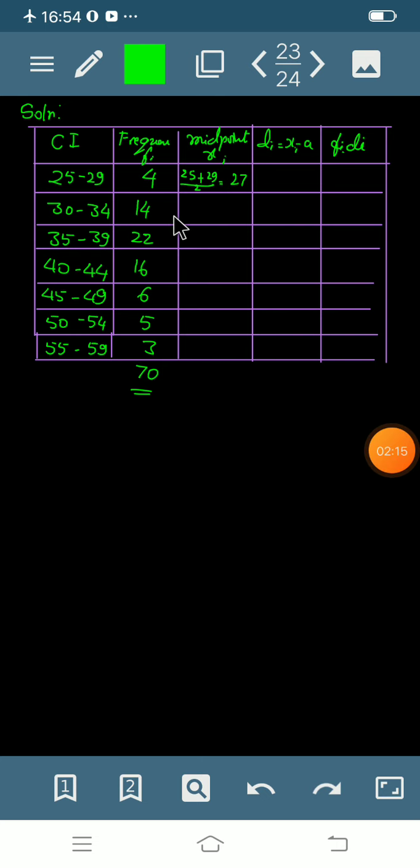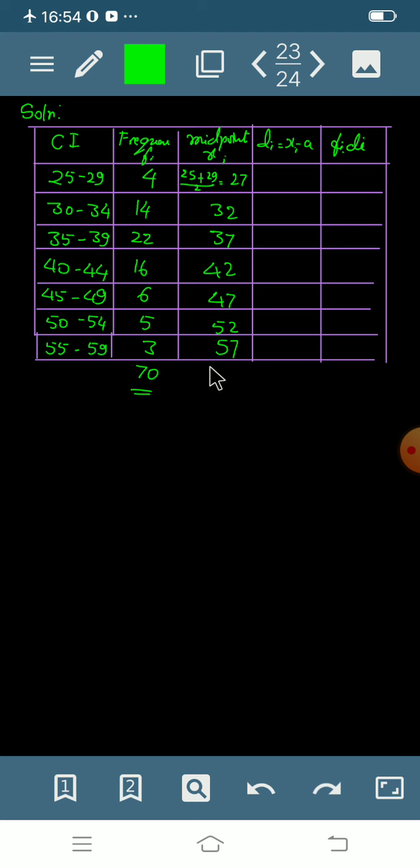Now, in the same way, we have to get the midpoint of the class interval 30 to 34. That is 32. Now, midpoint of 35 to 39. That is 37. Now, midpoint of 40 to 44. That is 42. 45 to 49, that is 47. And 50 to 54, that is 52. And the midpoint of the class interval 55 to 59, that is 57.